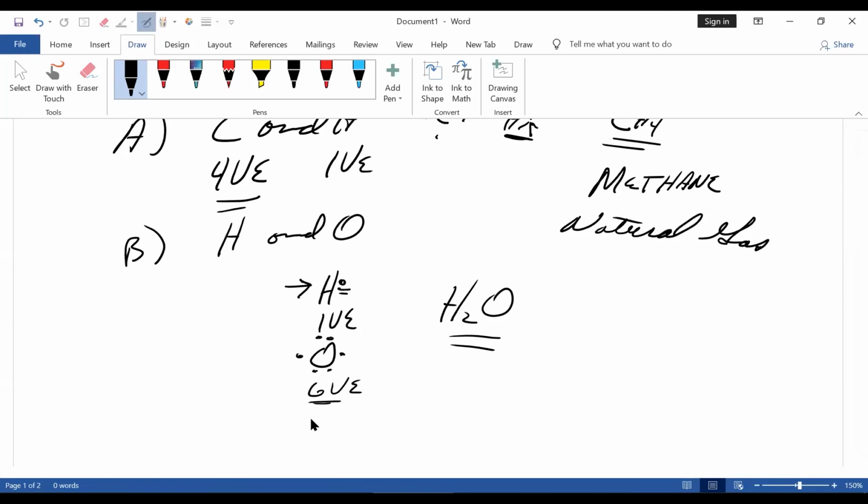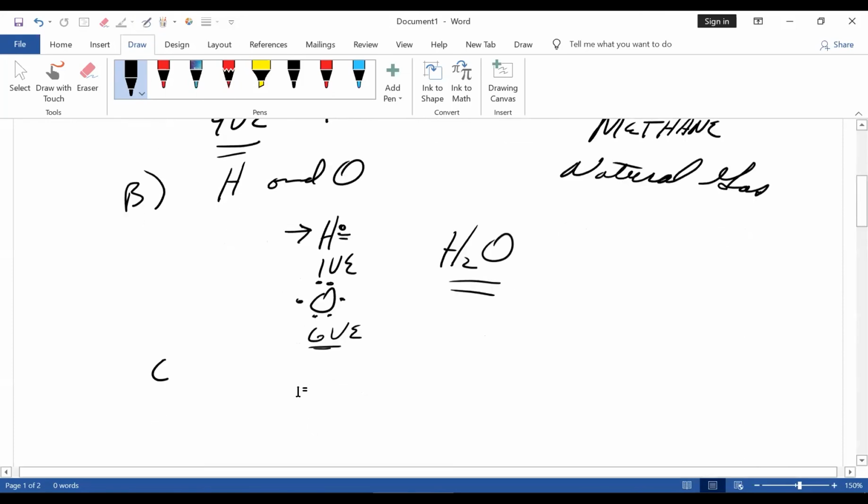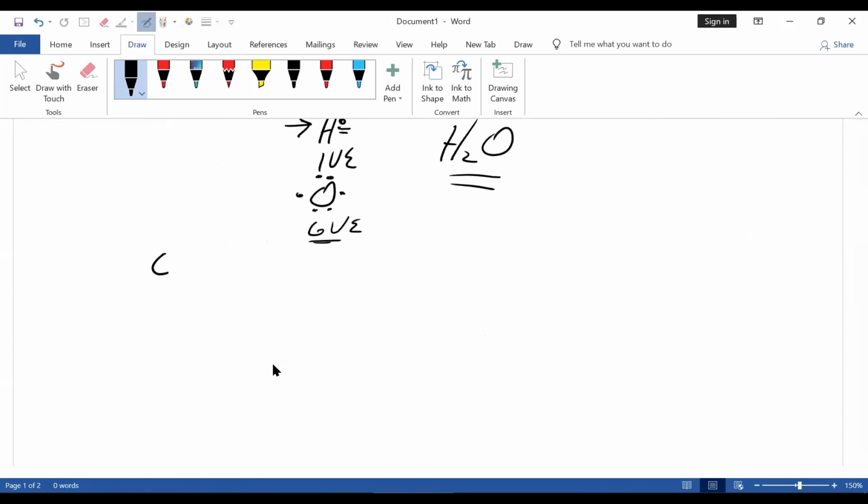Oh, let's do one more. These are fun. What would be the simplest molecule formed from nitrogen and hydrogen? I'll help you out. Nitrogen, 5 valence electrons. This is 1. Go.